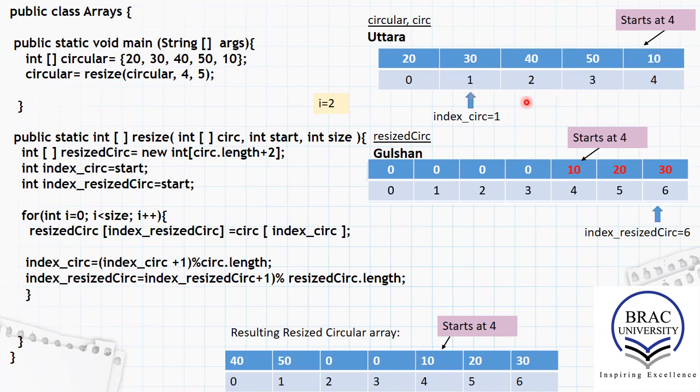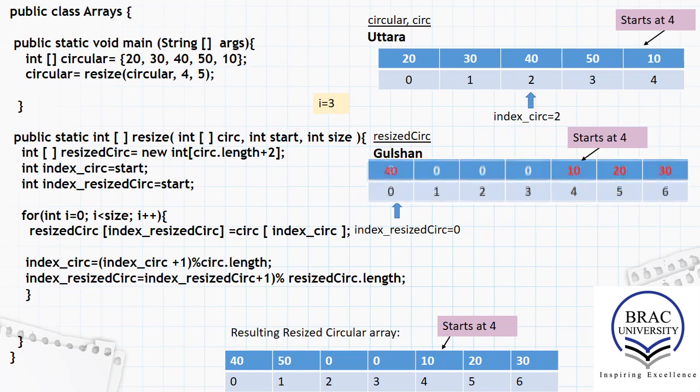And when this increases, it will increase to 2, and this is being modded with the value 5. So 2 mod 5 will still be 2. So this will increment to 2 and this will become 0. And then 40 will be copied over here. Next, it has incremented to the value 3 and this has incremented to the value 1. So 50 will be copied. And now if you see, this array now looks like my resulting circular array.